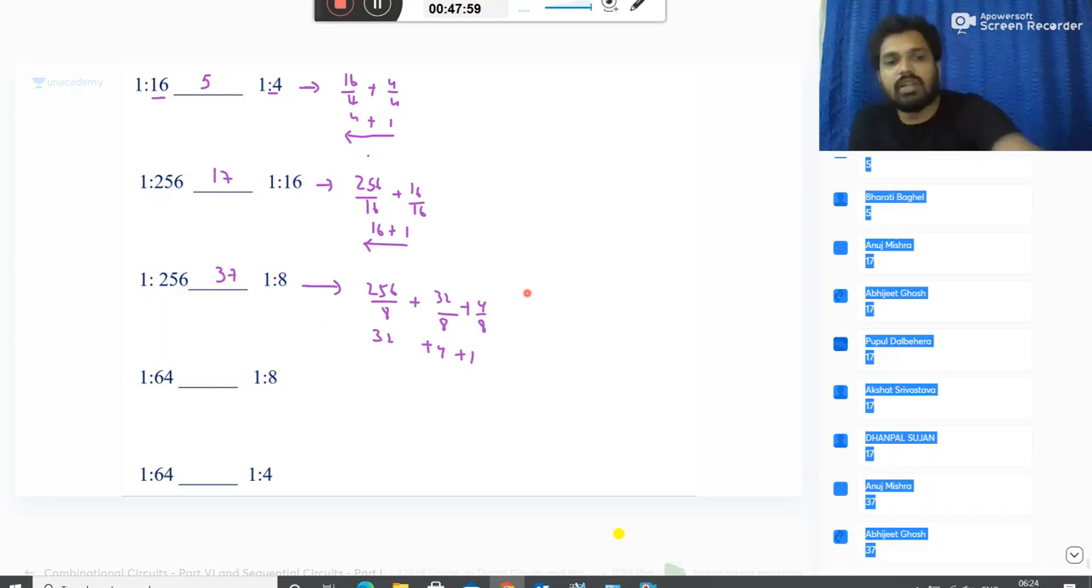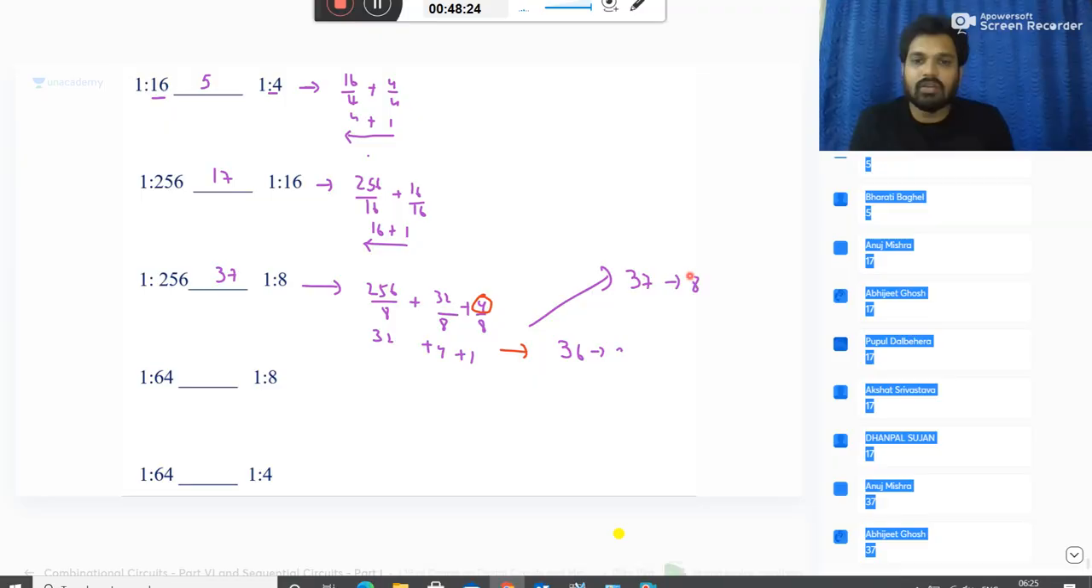But what is the condition I told? When the numerator is not a perfect one, then what to do? I already told you, you can make it with 36. You can say your answer is 37 8 by 1 is required, or you use 36 8 by 1 and one.